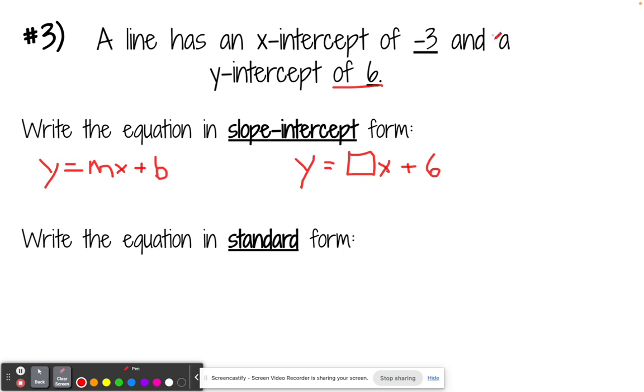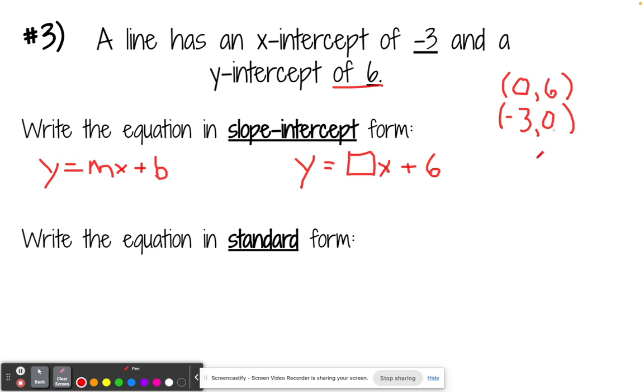Well, these are actually 2 points. My y-intercept is 0, 6. Because for y-intercept, my x is 0. And this is also a point. Negative 3, 0. Because for my x-intercept, my y is 0. When I have 2 points, I can find a slope.